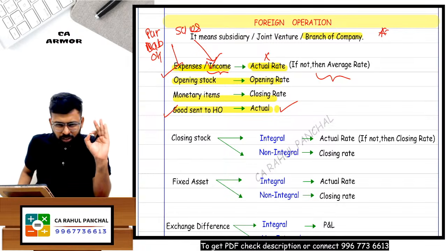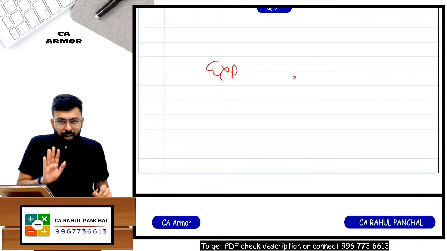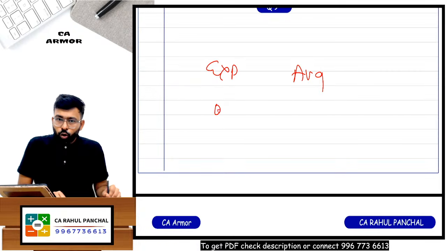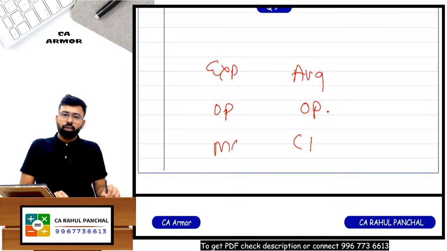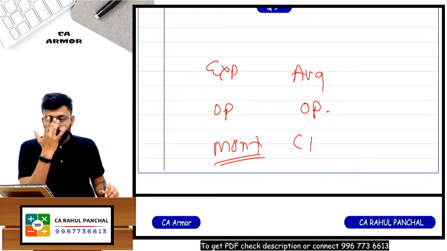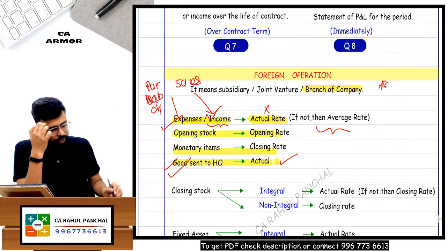Okay, if it is a transaction with the HO, it should be at actual, and that value will be given in the examination. Okay. So sir, I have understood one thing. Expenses or income should be at actual, but if actual is not given, you have to take average. Opening should be at opening rate, and closing, which monetary items will come on the balance sheet date, whatever things are there, should be at closing rate. Okay, then goods and trade.